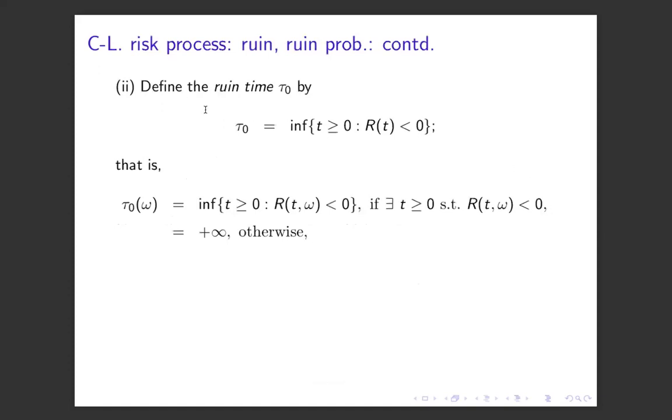So one defines the ruin time, let us say tau 0, as the infimum of t greater than or equal to 0 such that Rt is strictly less than 0. Here, note that we cannot replace this by a minimum because this is over a continuum. Now time varies over a continuum.